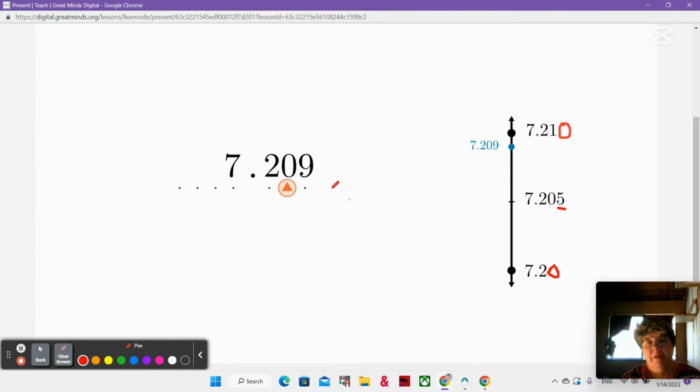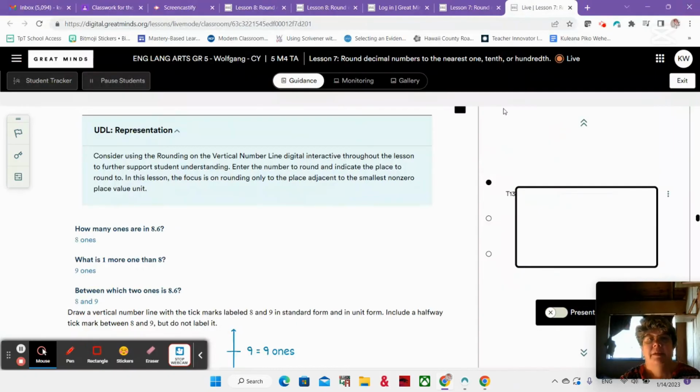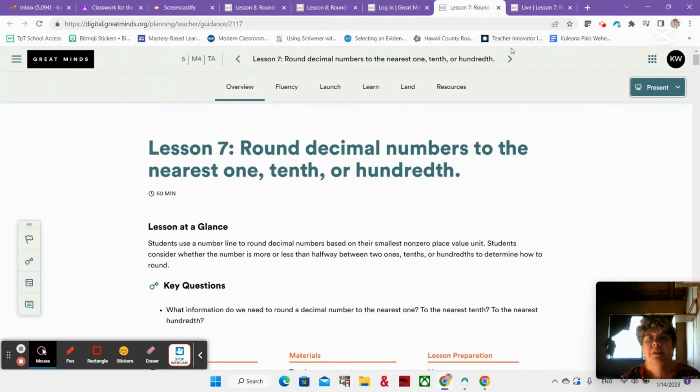Okay? So if I'm rounding to the nearest hundredths, I want to have hundredths here, and I want to have hundredths here. And then I have to take my middle out to the next one, which would be thousandths. Okay? So let me get out of this page, and I'm going to go back to lesson 8.